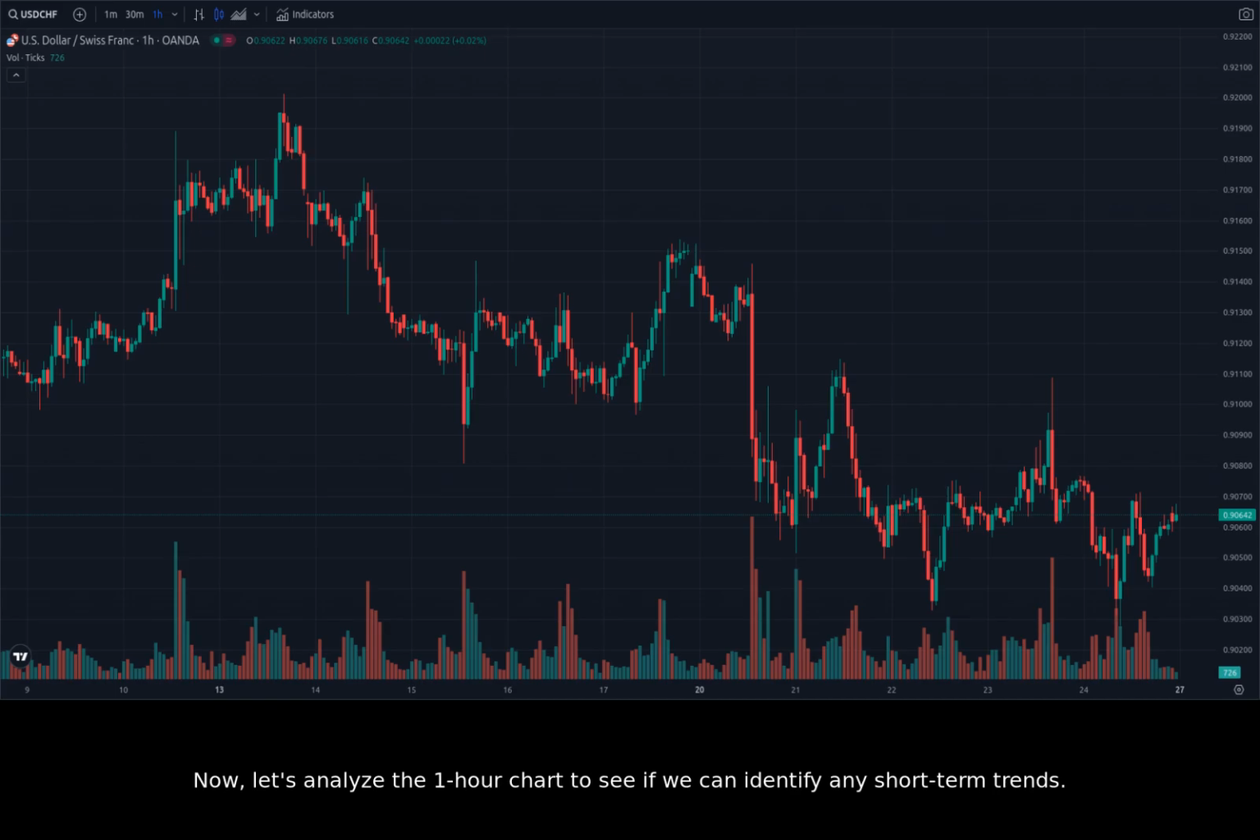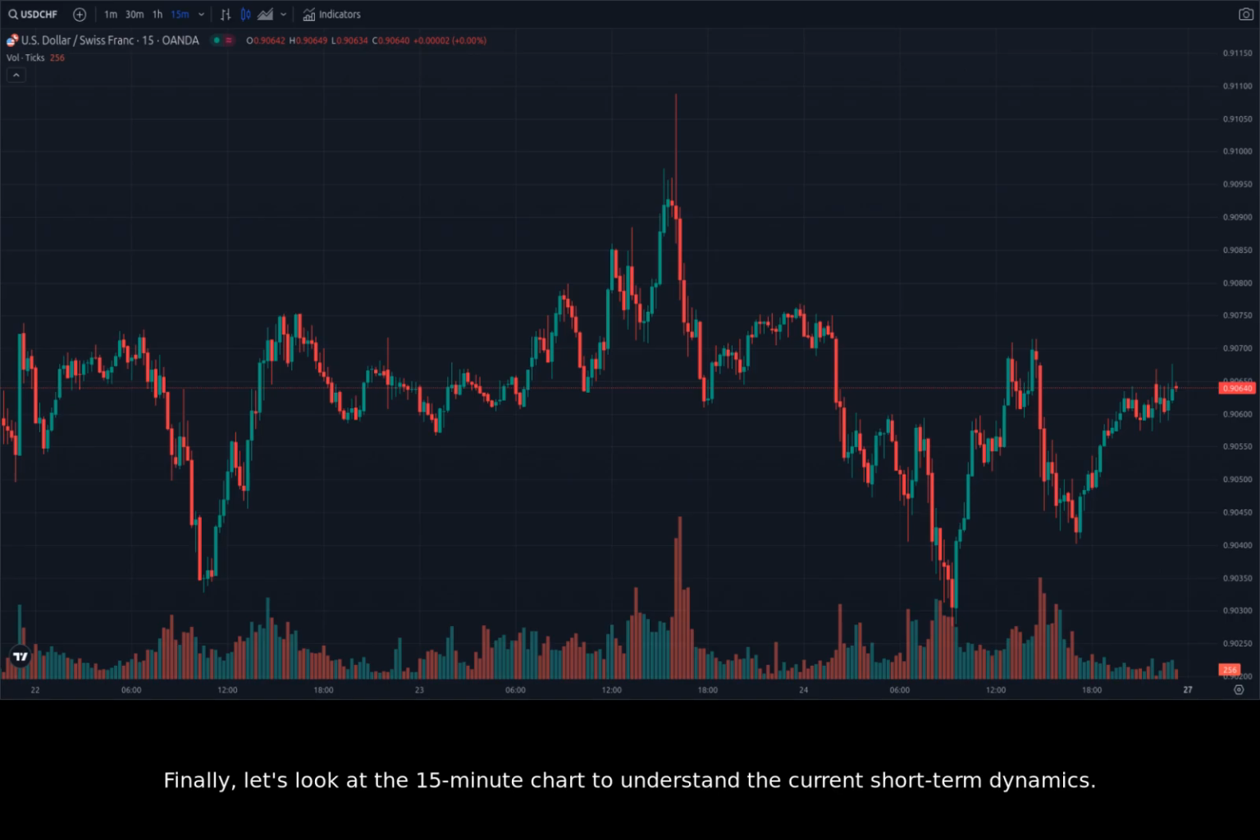Now, let's analyze the 1-hour chart to see if we can identify any short-term trends. The hourly chart shows some consolidation around the 0.9050 level, which may signal indecision in the market. There are signs of minor resistance levels, which would signal potential selling pressure.